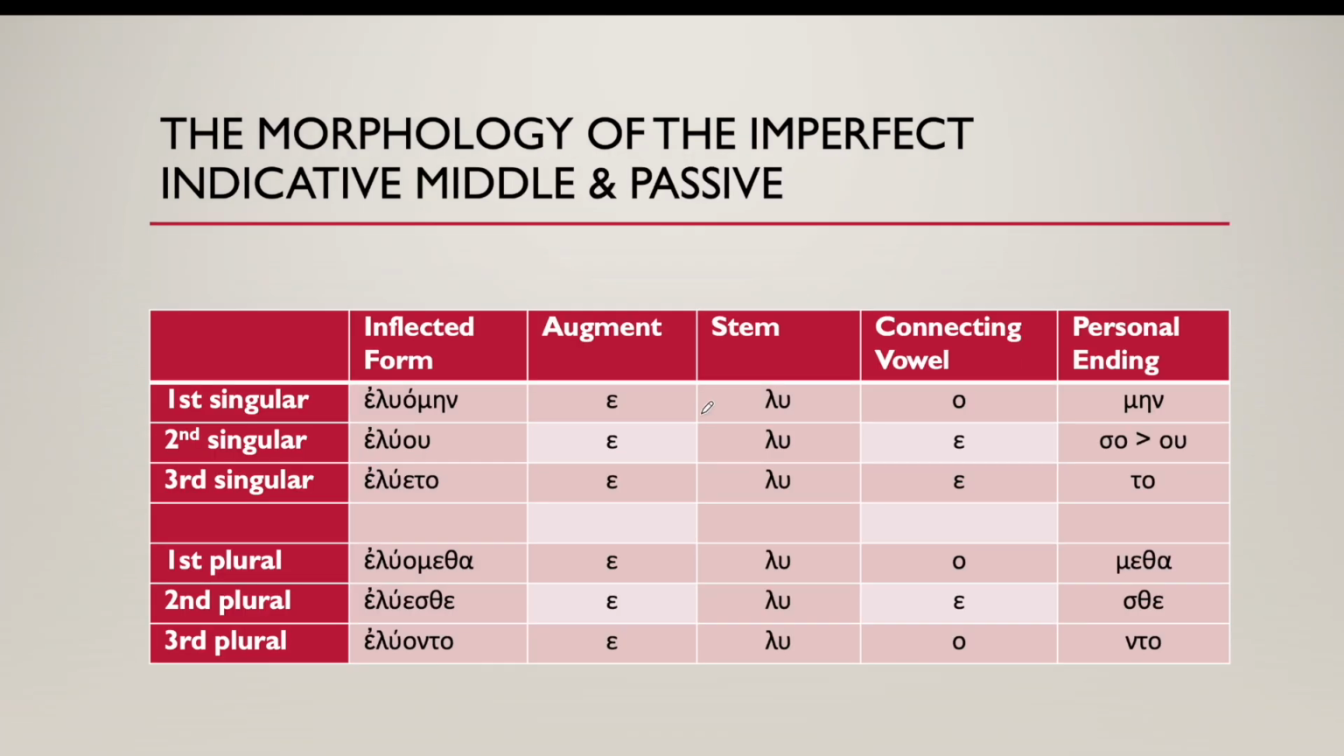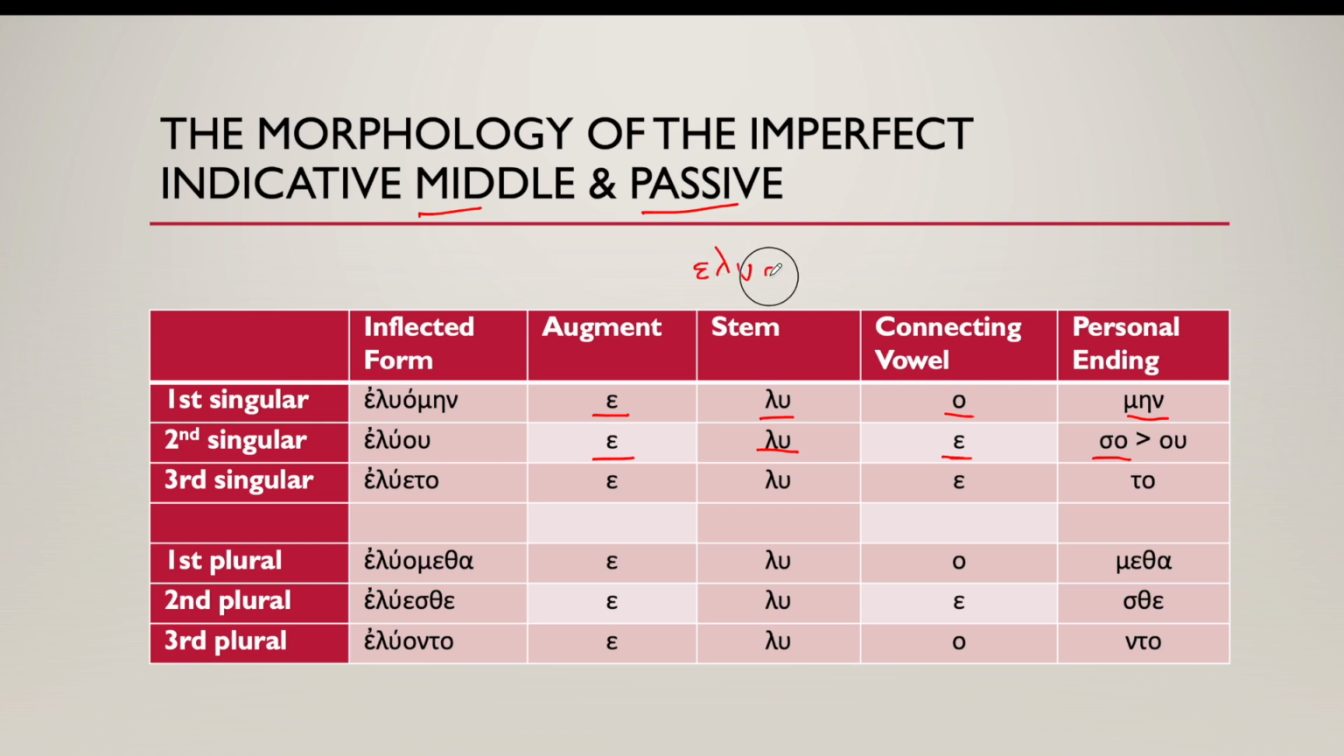Okay, let's deal with the middle and the passive, because there's an interesting development that we're going to see here. So it's pretty straightforward. Eluomen: augment, verb stem, connecting vowel, and men. The second singular is a bit tricky. Augment, verb stem. The connecting vowel is an epsilon. The real personal ending is sou. So let's walk through it.